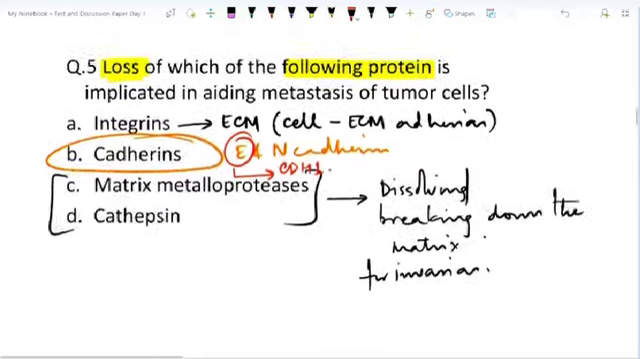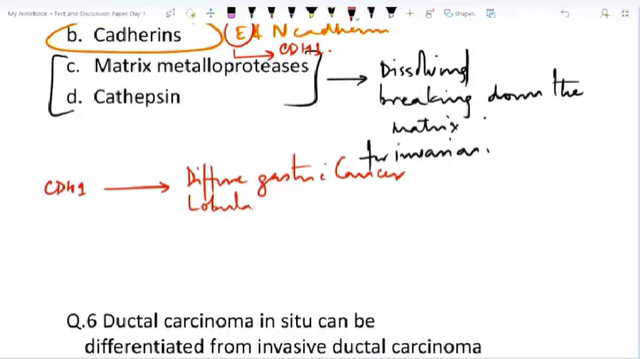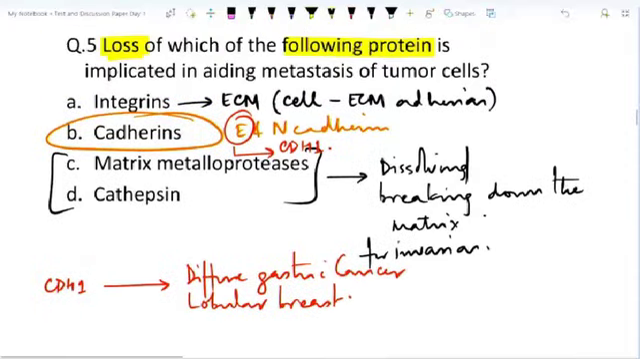This is important in contact inhibition, and the CDH1 gene is implicated in diffuse gastric cancer and in lobular breast carcinoma as well. So when CDH1 is gone, E-cadherin is gone, and E-cadherin is a component of desmosomes, and this is important in order for the cells to lose their adhesion to each other and then move on and cause metastasis. Hence, if I ask you which is that one protein whose loss is implicated, the answer is E-cadherin.